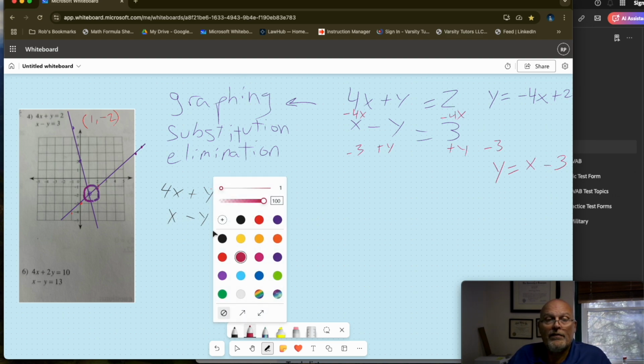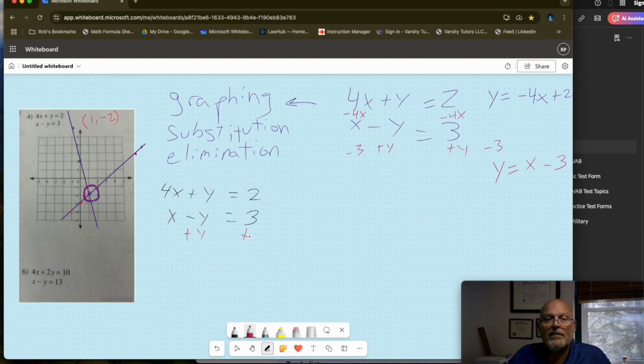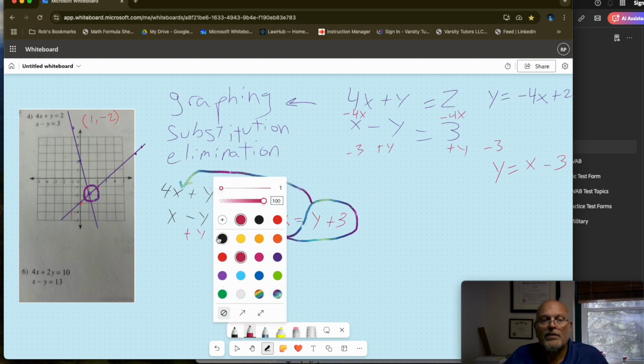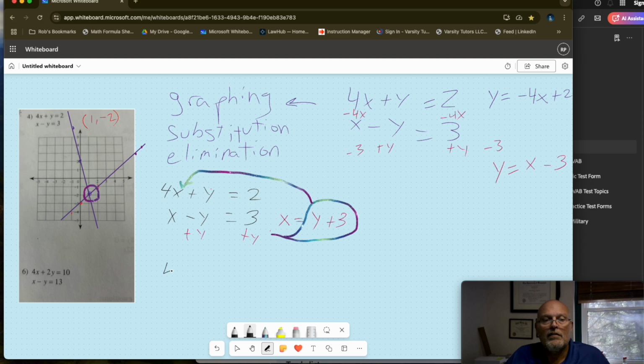So to solve this equation, I'm going to add y to both sides. So now my second equation is x equals y plus 3. And now what I'm going to do is take that definition for x and plug it in to x in the first equation, which will leave me with 4 times y plus 3 plus y equals 2.